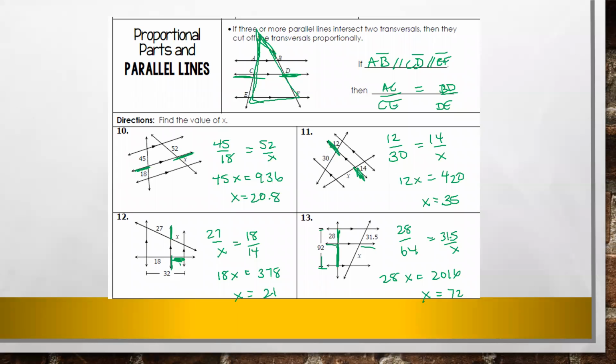Try those now. So for number 11, you should have x equals 35, 12, x equals 21, and 13, x equals 72. Perhaps you set up your equation slightly different than mine. Maybe you flip-flopped your fractions. That's okay. Check that cross multiplication step. If after you cross multiplied on number 11, you got 12x equals 420, awesome. If on number 12, after you cross multiplied, you got 18x equals 378, you set it up correctly. And in number 13, if you cross multiplied and got 28x equals 2016, then your setup was right. Even if it's slightly different than mine, it's okay.